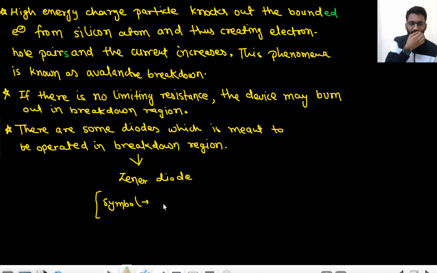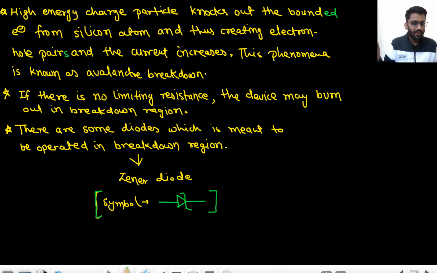Now we will study about the Zener diode, or Zener breakdown. First we will study Zener breakdown, then we will study Zener diode. So what is the symbol of Zener diode? The symbol is this. Now avalanche breakdown will not come into action. The role of avalanche breakdown is completed now. Now we will study Zener breakdown.